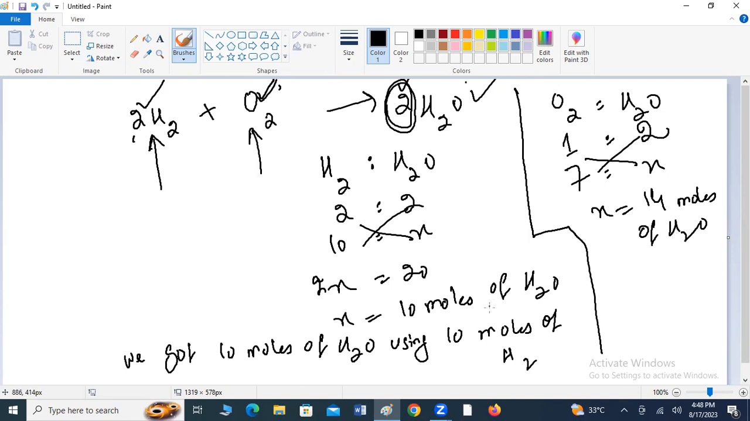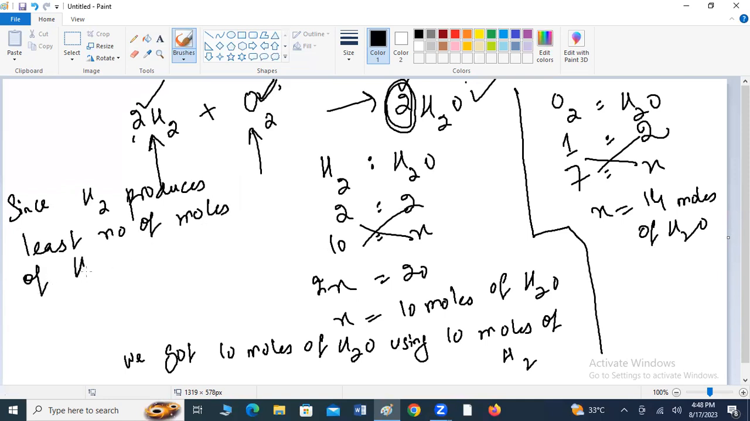So can you tell me which reactant is giving us the lesser number of moles of water? Hydrogen. Very good. So we will say that since hydrogen produces the least number of moles of water, hydrogen is the limiting reactant. Is it clear to you? Yes, sir.